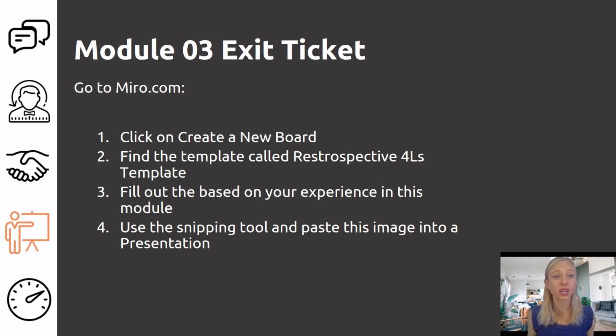And that's it. We hit the end of Module 3 and we're at your exit ticket again. Here's what I'd like you to do with this module. I want you to go into Miro.com. I want you to create a new board, find a template called Restorative 4Ls, and I want you to fill it out based on your experience in this module. Use the snipping tool and paste it into a presentation. And boom, we have used the skills we've gained today between this video and the little tutorials you can watch as a side.